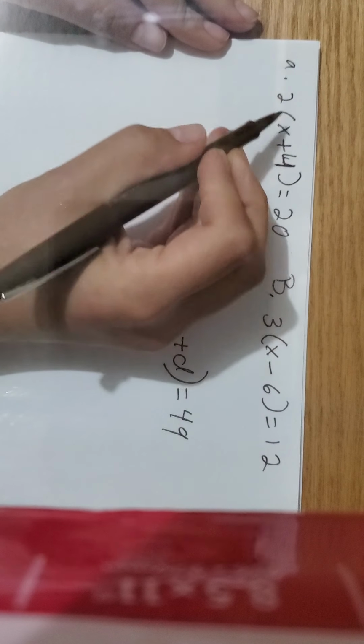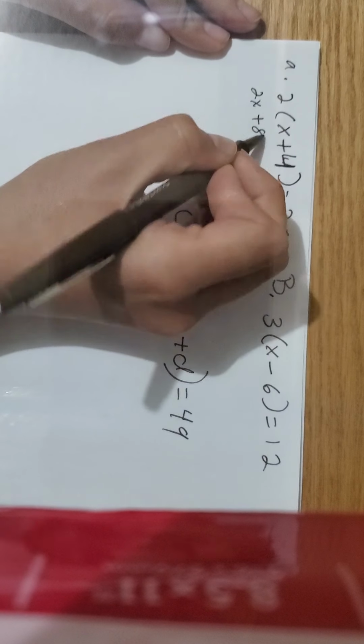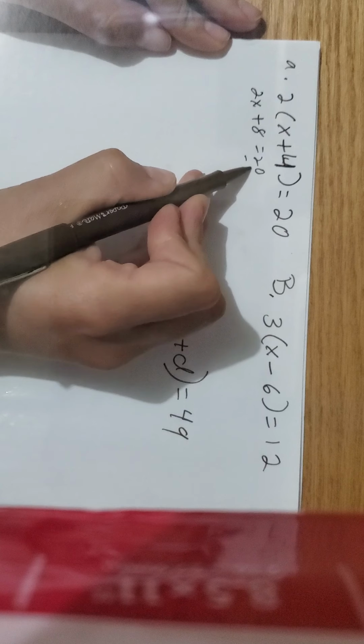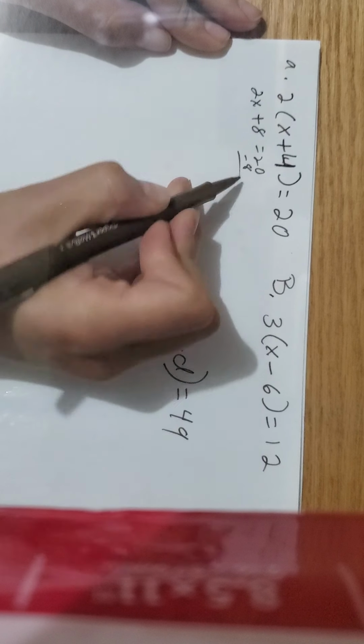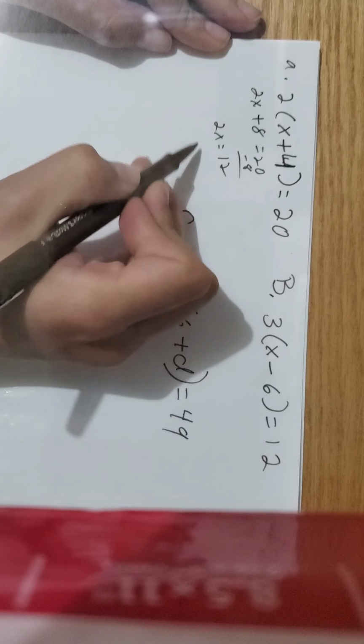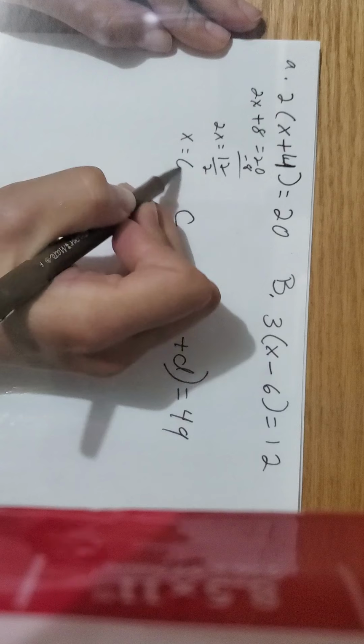on letter A, you will distribute the 2. That will give you 2x plus 8 equals 20. You would subtract the 8 from both sides, giving you 2x equals 12. You would then divide by 2, leaving you with x equals 6.